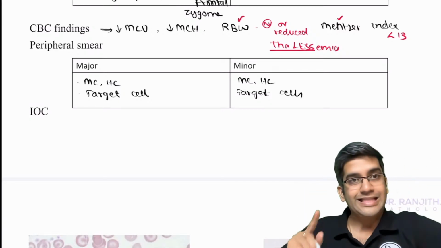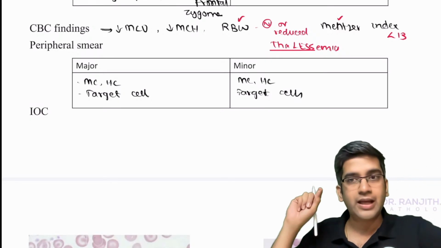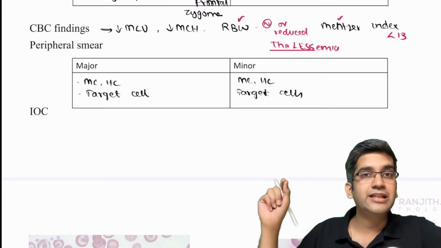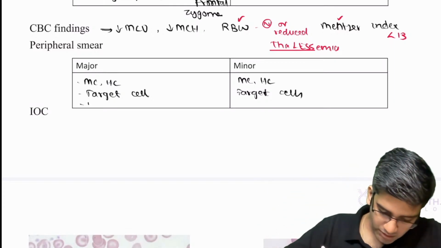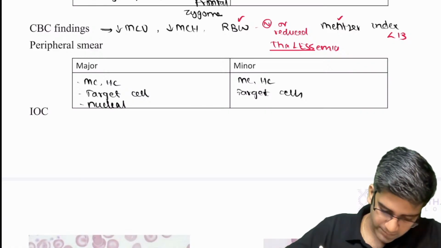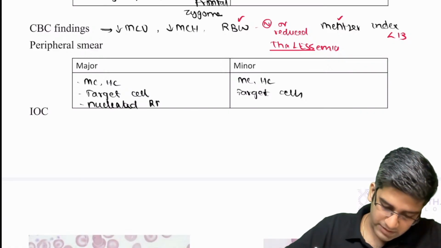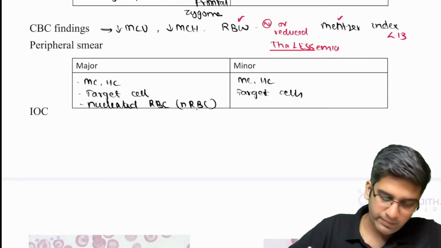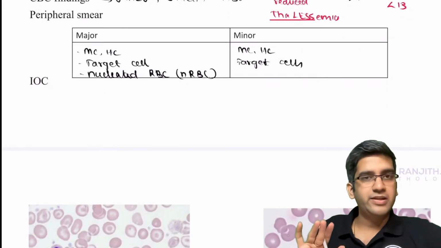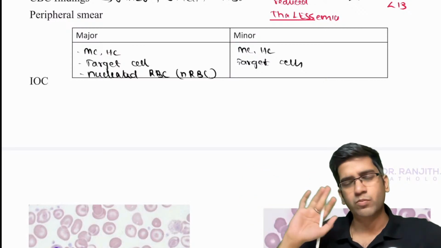The one thing which is classically seen in major is the nucleated RBC in the peripheral smear. A nucleated RBC, or an NRBC, is classically seen only in major. You will not see a nucleated RBC in a minor. Rest everything is seen the same in both.